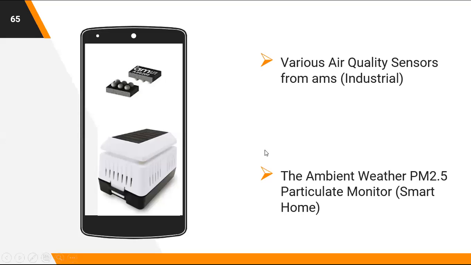So I have given it here. One is developed by AMS. This is the AS6200 series, used for industrial purposes. The second one is, as I told you, PM2.5. This is used in smart home appliances.